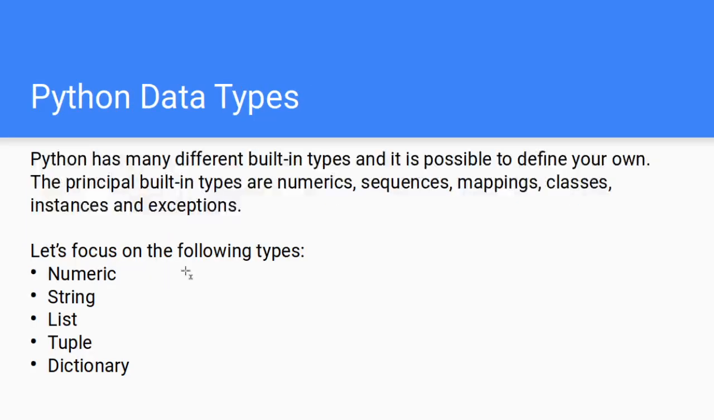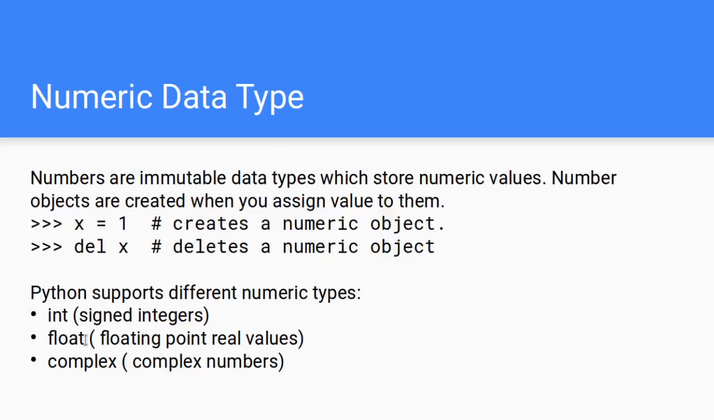Python has many different built-in types, and it is possible to define your own. The principal built-in types are numeric, sequences, mappings, classes, instances, and exceptions. But let's focus on the following types: the numerics, strings, lists, tuples, and dictionaries, also known as dicts. Numbers are immutable data types which store numeric values. Number objects are created when you assign value to them.